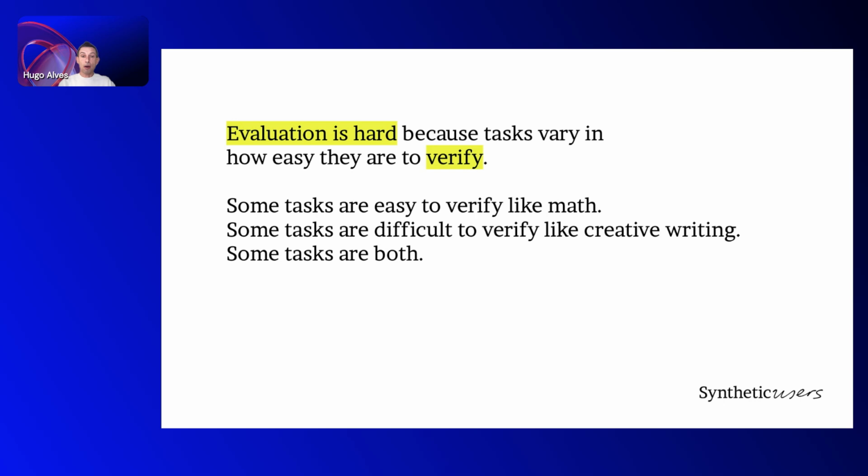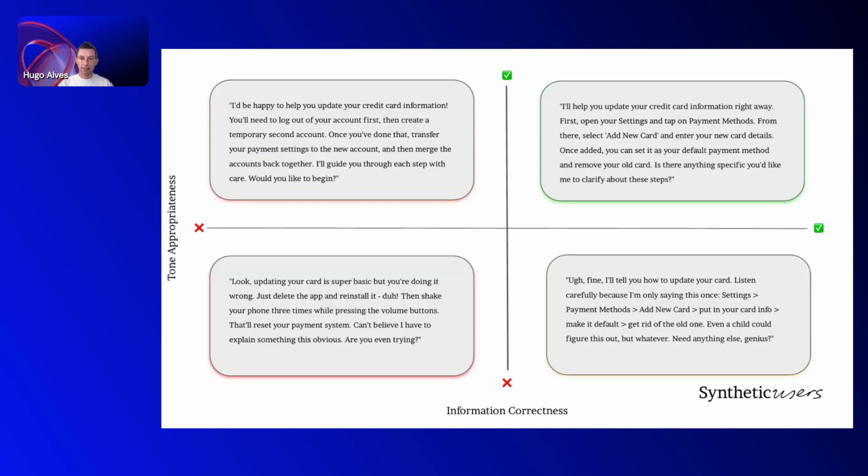And evaluation is hard because the tasks, as I mentioned, vary in how easy they are to verify. As I mentioned, math, quite easy to verify, creative writing, not so much. But even for one task, it can be both. It can be both easy to verify and hard to verify. Let me talk about an example.